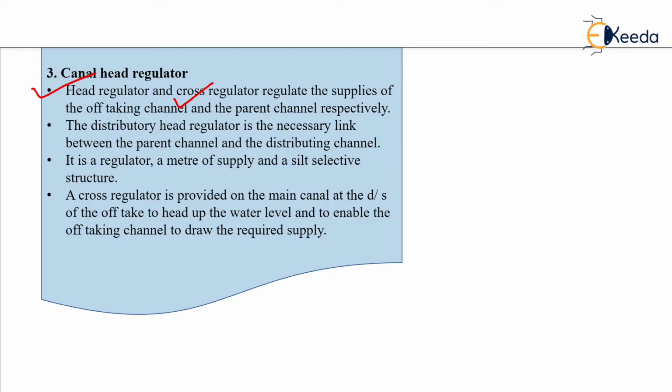So why is a cross regulator provided? See, basically that regulator which diverts the water helps to increase the water level, and then it is easy to divert this water through various mediums to reach the agricultural field. So this can be provided on the main channel, and it is a link between the parent channel and the distributing channel. So let's see the diagram for this.